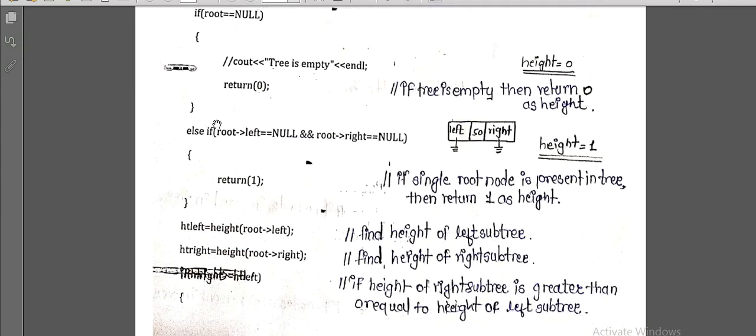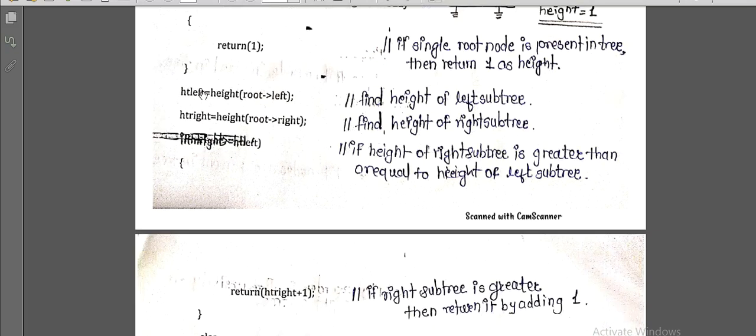Otherwise means if root is not null and the root of left and root of right are also not null, so in that case what we have to do, we have to calculate the height of left subtree as well as the height of right subtree by calling the same function recursively. So we are calling the height of root of left, height of root of right over here, and after that we will check whether the height of left tree is greater than the height of right tree.